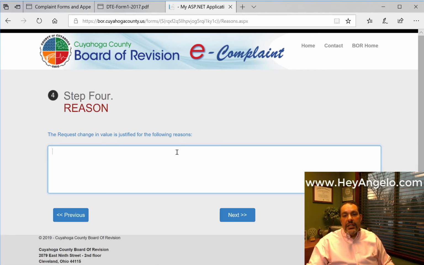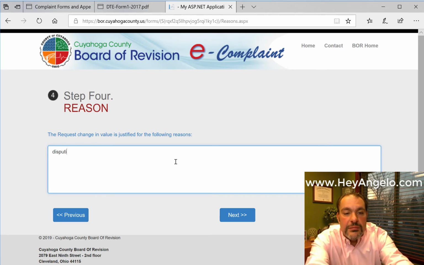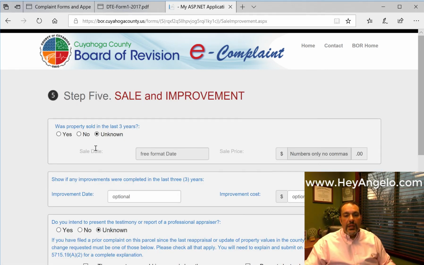Why are you requesting the change? You can only do this maybe every 3 years. Every county, again, could be different and have special rules. Or if you just purchased a property and there was a sale. Now we're just going to say the value went up or disputing value. A great thing to say is just the property is too high. Was the property sold in the last 3 years? If you say yes, they're going to want to see that information. We're going to say unknown.